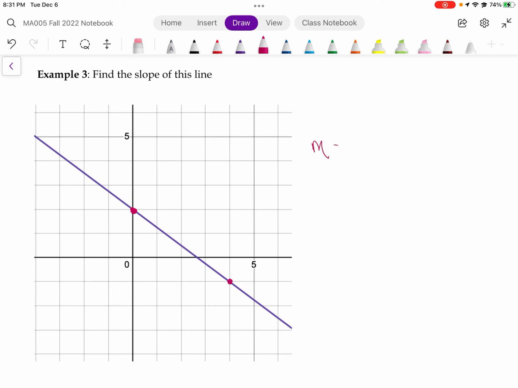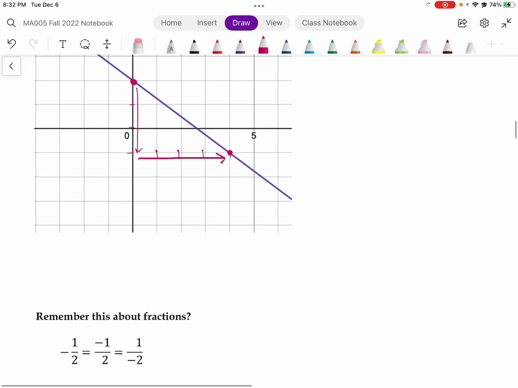So slope is going to be change in y over change in x. If it helps you to write rise over run, you can do that. So the change in y is how much it goes up or down. This one's going to go down and then to the right. So the change in y is down 1, 2, 3, so negative 3, and to the right 1, 2, 3, 4. So right is positive 4. So this thing is negative 3/4. And that looks like a negative slope, and we'll talk about that in just a moment.